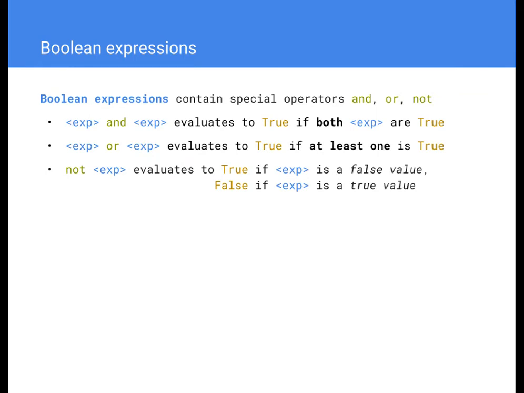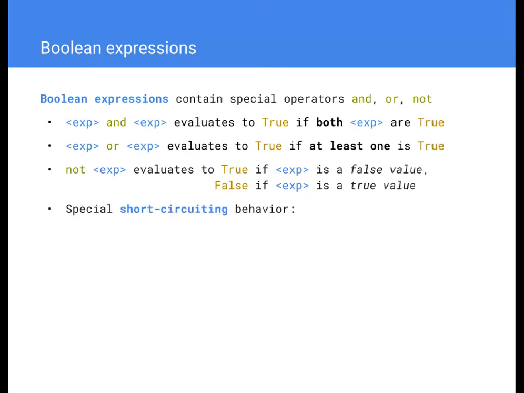The special keyword not evaluates to true if the expression is a false value. So not only false, but None, 0, empty string, stuff like that. And it evaluates to false if the expression is a true value or anything else. Notice that it takes some false value and turns it into the actual true. It takes some true value, which can be a lot of different things, and turns it into actual false.